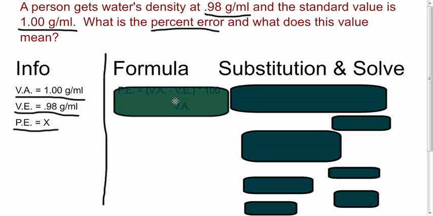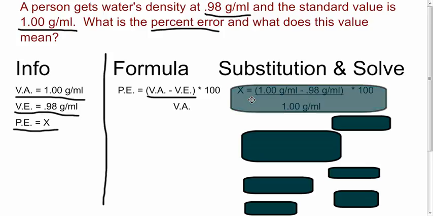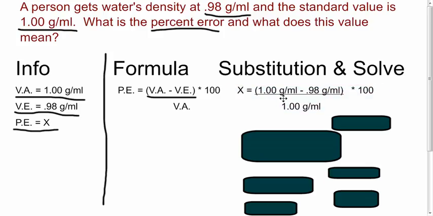Now, the formula that I'm going to use is percent error equals accepted value minus experimental value, times 100, divided by the accepted value. Now that line should be there because it should be division. So the substitution step would look like this: 1.00 grams per milliliter minus 0.98 grams per milliliter, that's in parentheses, divided by 1.00 grams per milliliter times 100.